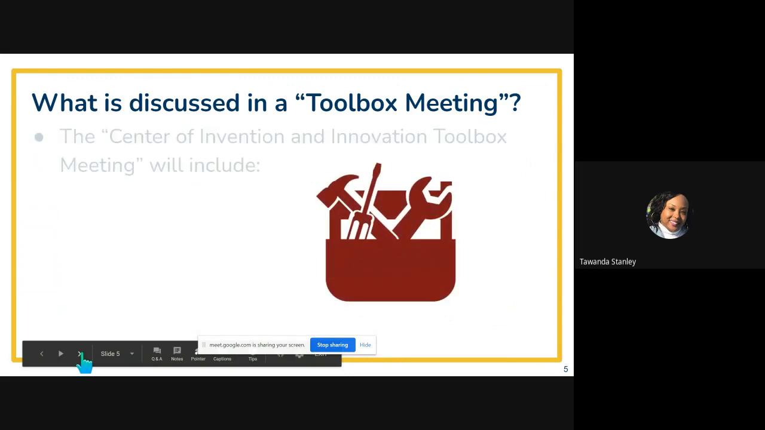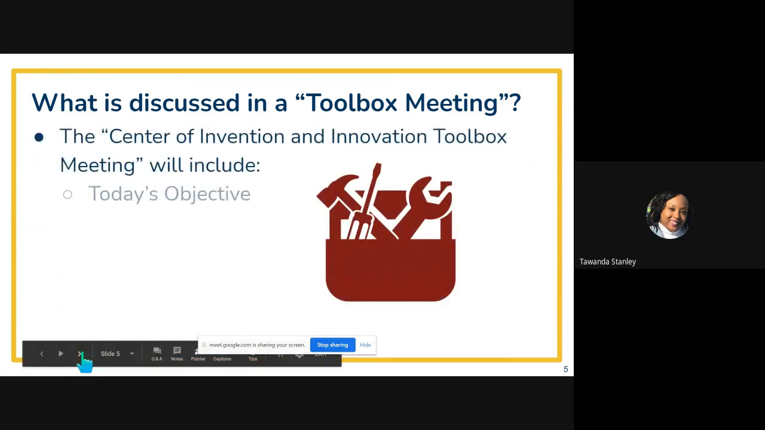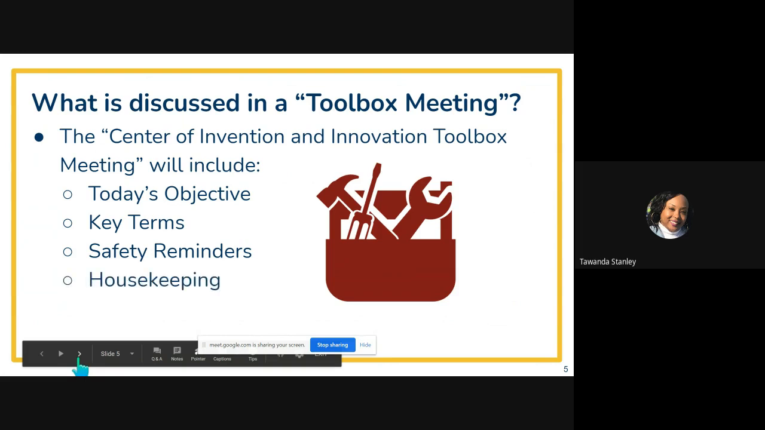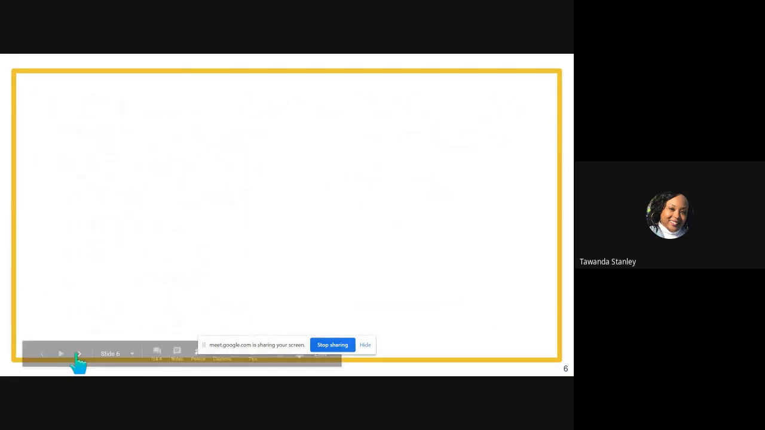The toolbox, these are basically like your objectives, your key terms, your safety reminders. So at every class, we will have a toolbox meeting. And again, every time we have a toolbox meeting, these things will be discussed: the objectives, the key terms, and safety reminders, housekeeping, and classroom setup, group guidelines.